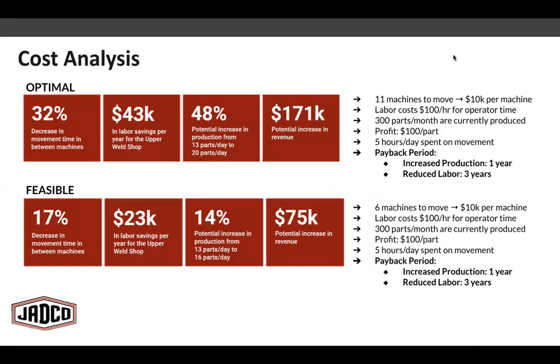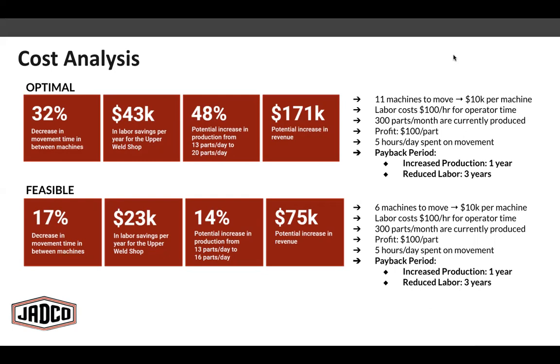JADCO gave us several pieces of information to complete our cost analysis. So for our optimal layout, we calculated a 32% decrease in movement time between machines, which translates to $43,000 per year in labor savings for the upper weld shop. And if they want to use this as an opportunity to increase their production, they can do so by 48%, which increases daily production from 13 parts a day to 20 parts a day. And this gives them potential revenue of $171,000 per year.